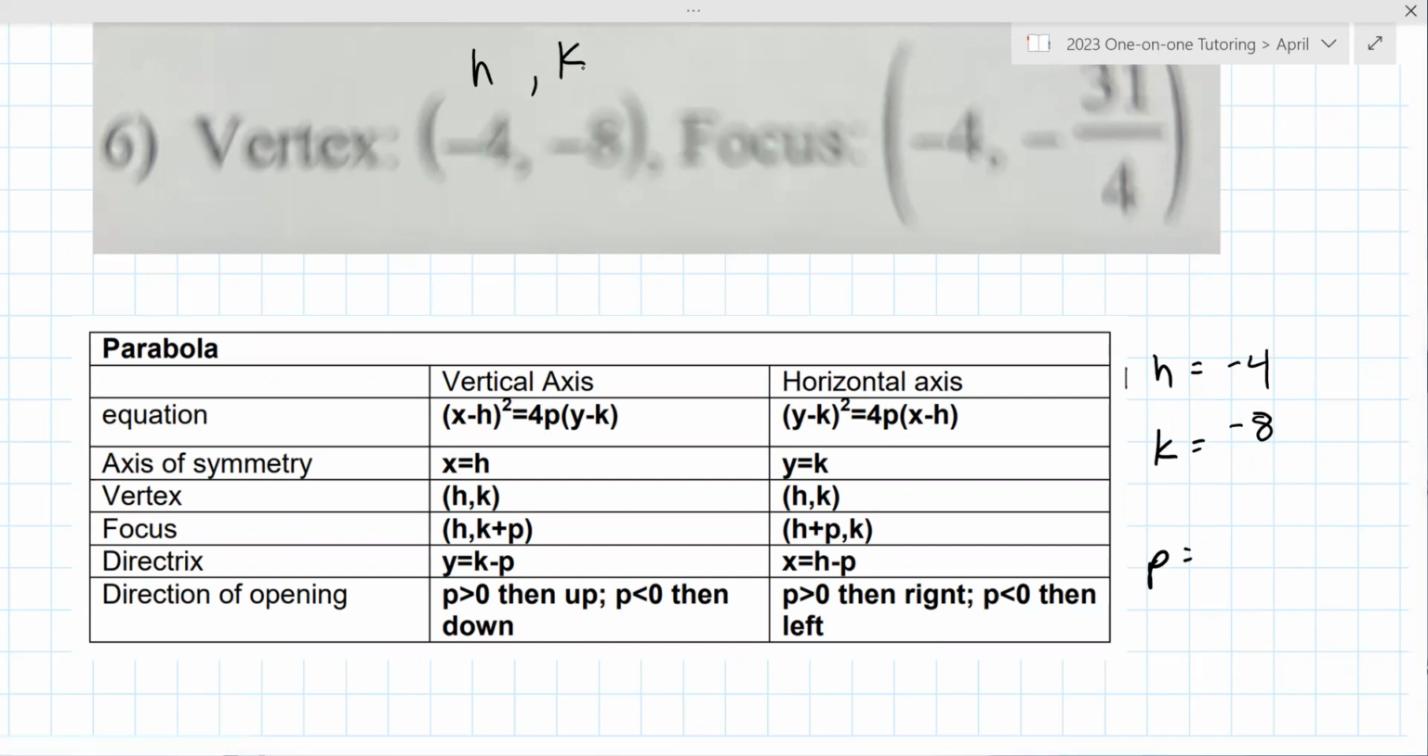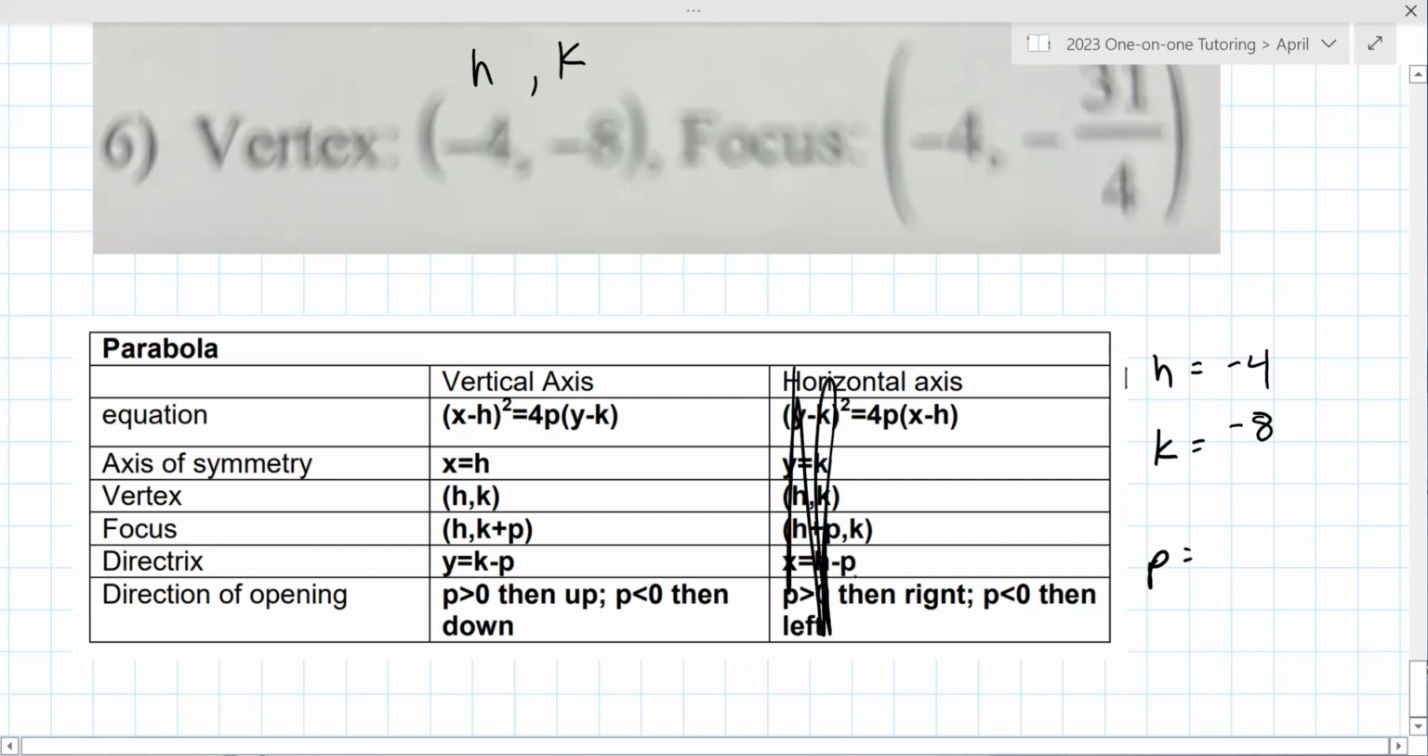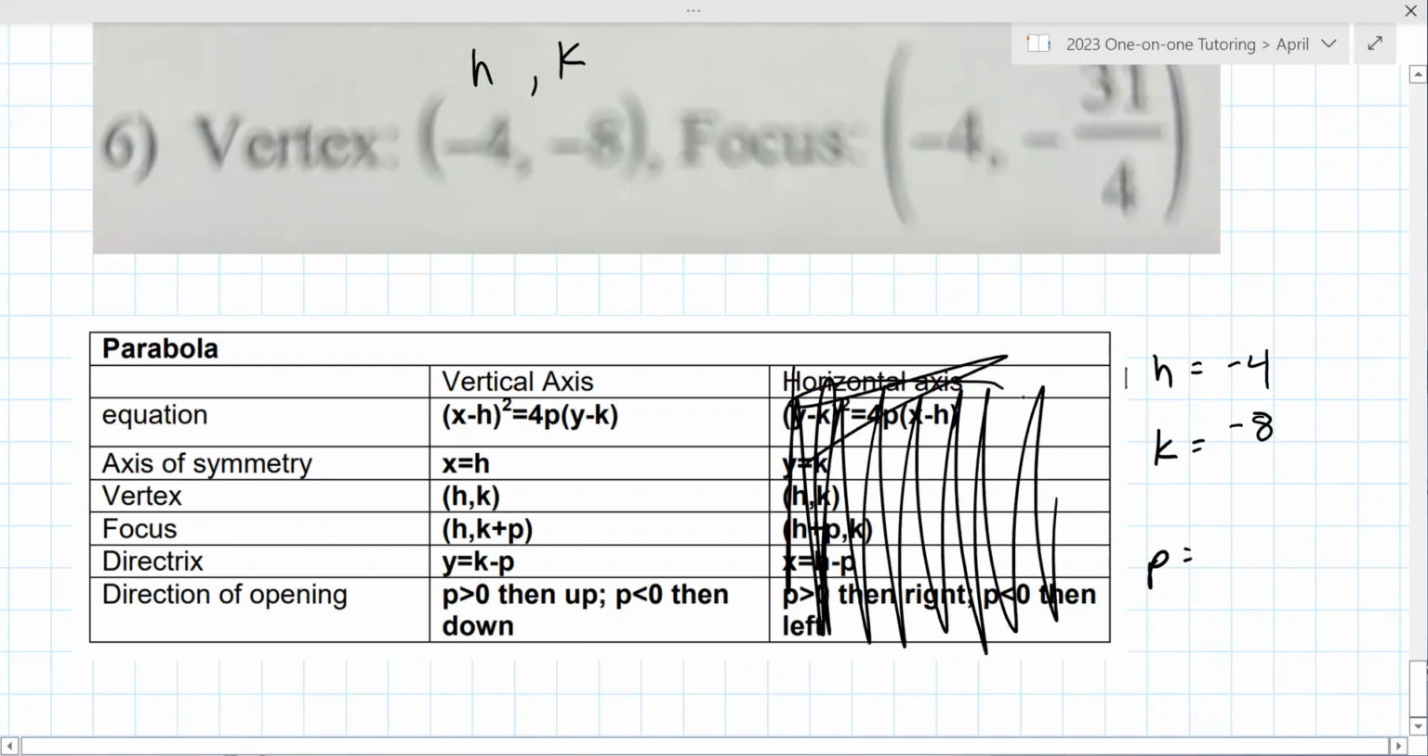All right. So the P value is going to come from the focus. And you have to decide whether you're doing vertical axis or horizontal axis. You look to see what's the same, whether the X values are the same or the Y values are the same. So this is a vertical. It is. And you can cross out the other one or ignore it, sticky note over it, whatever.